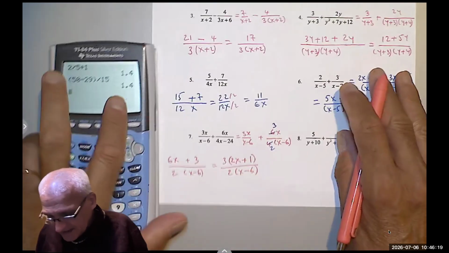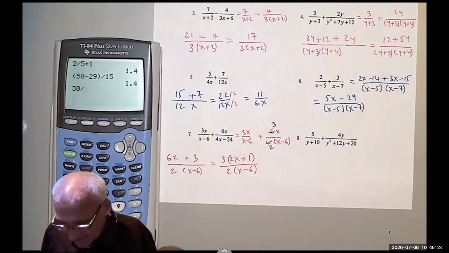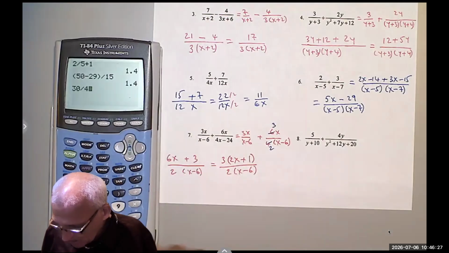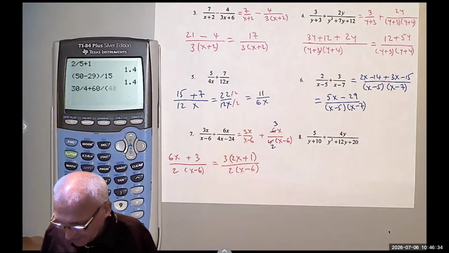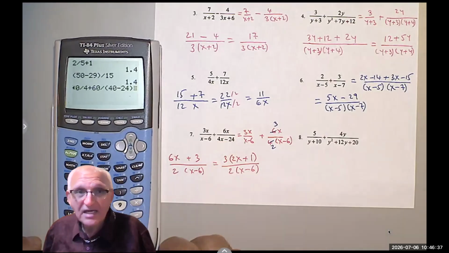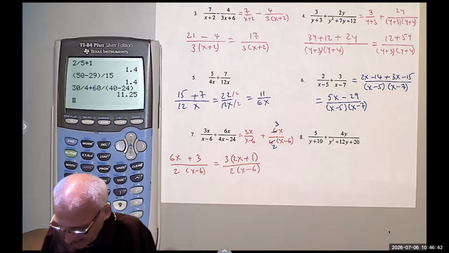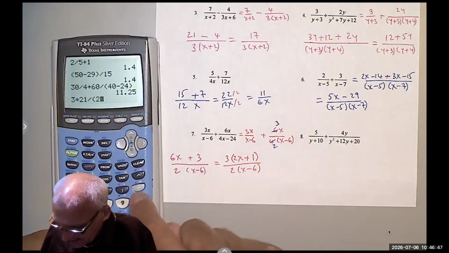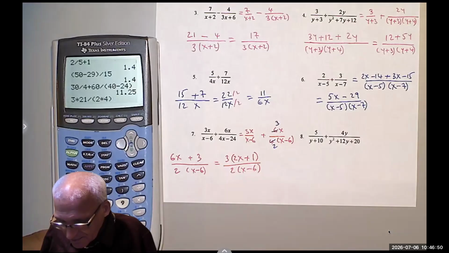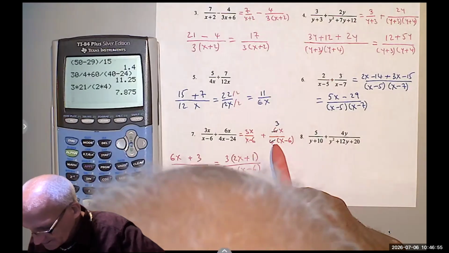Again, if I want to use x is 10, I say 30 divided by 4 times 10 minus 6, plus 60 divided by 16. Or if you don't see it, you can say 40, which is 4x minus 24, and see what that gives you. It gives you 11 and a quarter. What about that? It's 3 times 21 over 2 times 4. No, it's wrong. I did something wrong. What did I do wrong?